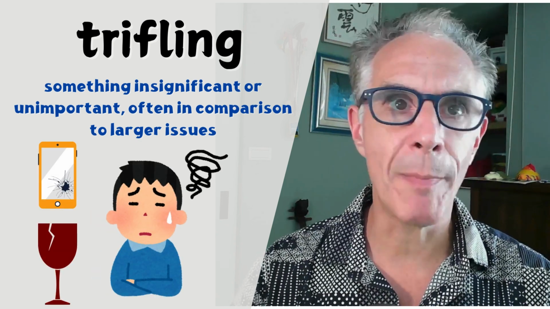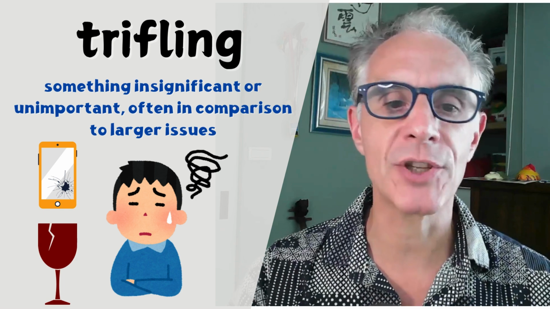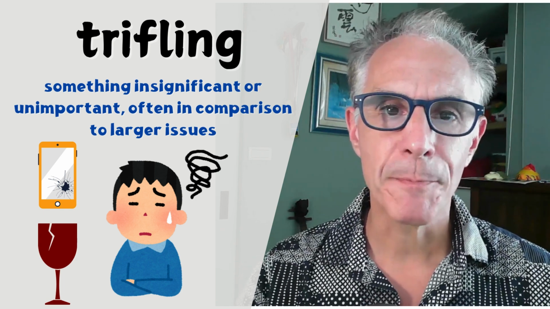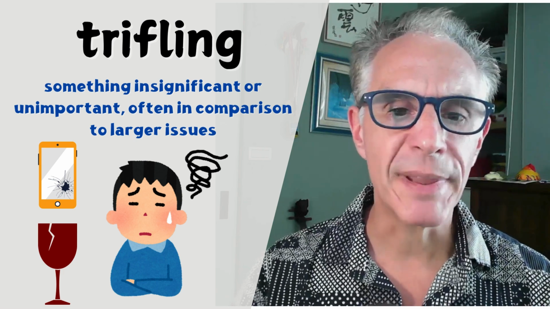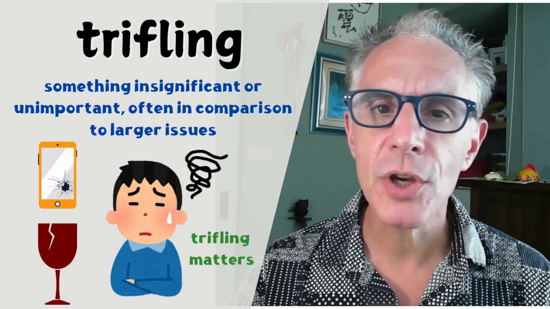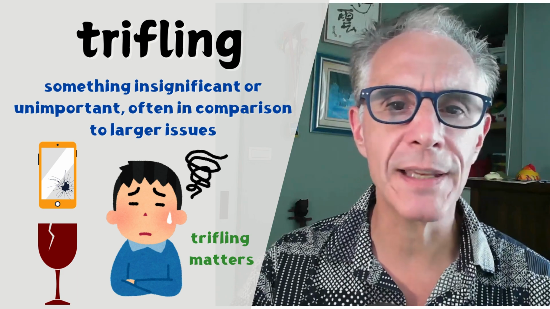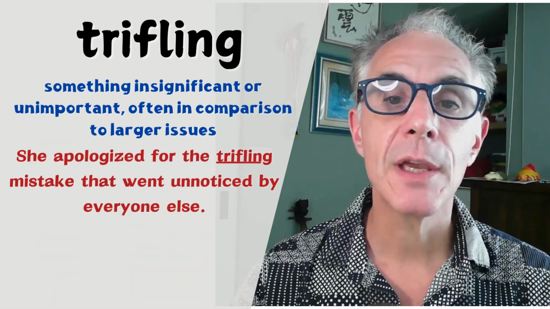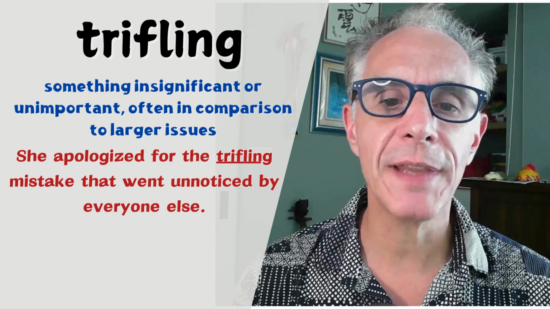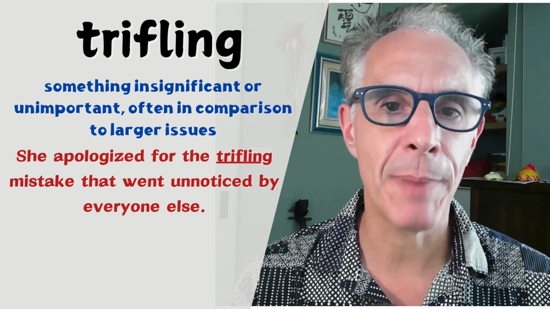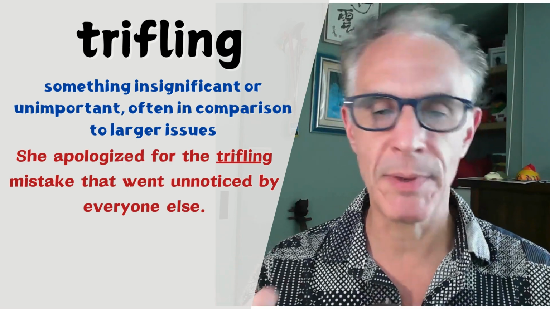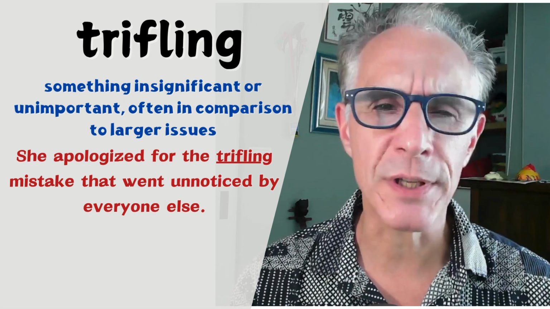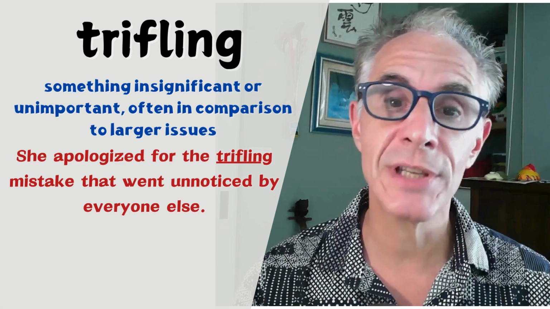Like something small might happen to their phone. They get a small scratch on their phone. Or they've lost something that you can easily just replace. But they get really upset. But these are just trifling matters. These are trifling things that happen. They're unimportant. Some examples. She apologized for the trifling mistake that went unnoticed by everyone else. So she maybe made a mistake on a report, but it was a trifling mistake, unimportant. Nobody noticed, but she still apologized.